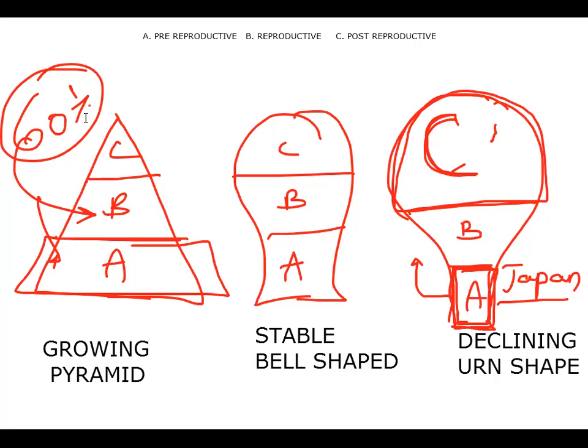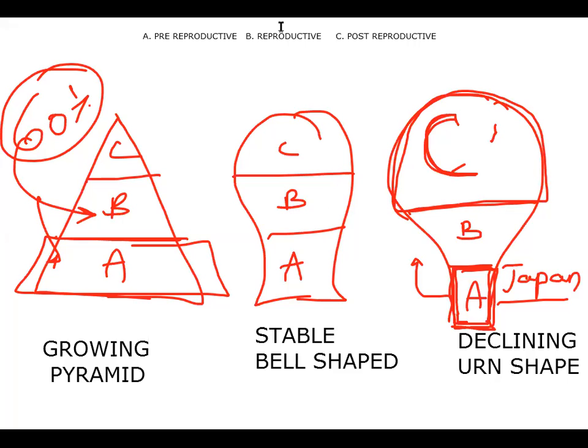So in this way, if the pre-reproductive age group is large, we say our future is good. If the post-reproductive age group is large, we say old age people are more and there are fewer children. That's why it affects the population. So we have so many applications. This is enough for us. Okay, I request you to take a screenshot of this. Shapes are given: growing, pyramid shape; stable, bell shape; declining, urn shape.